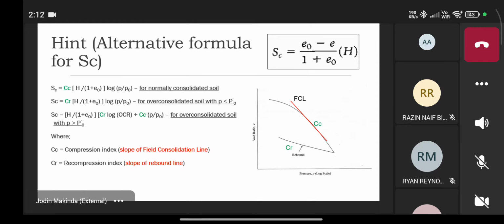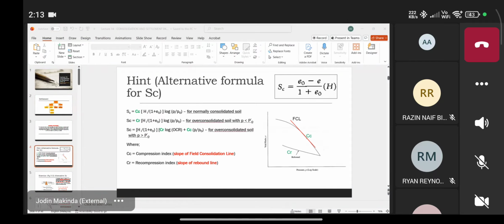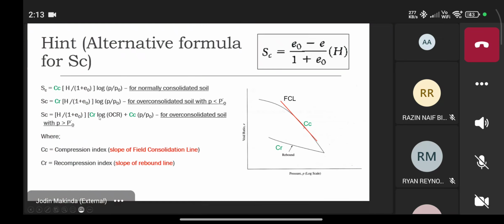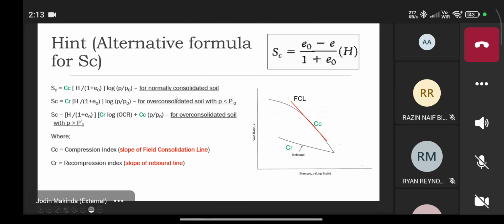Now, beside this main equation, we also have several equations that we can use as alternative. What are the alternative equations? The alternative equation for normally consolidated soil is given here.